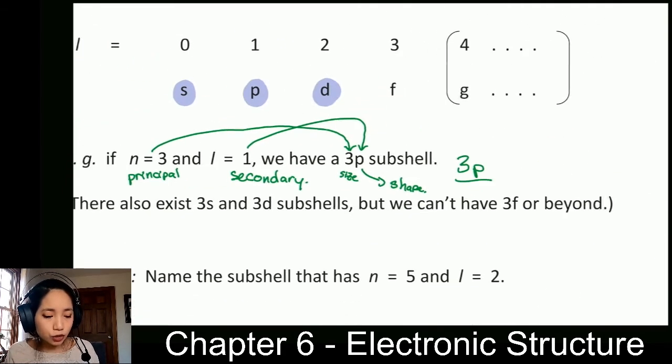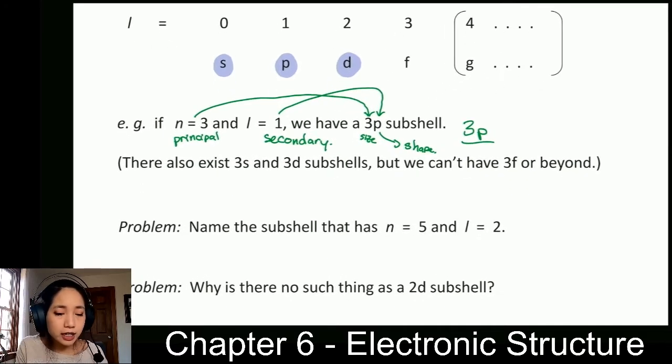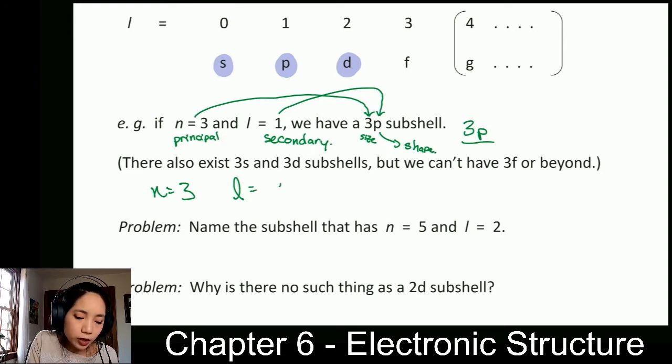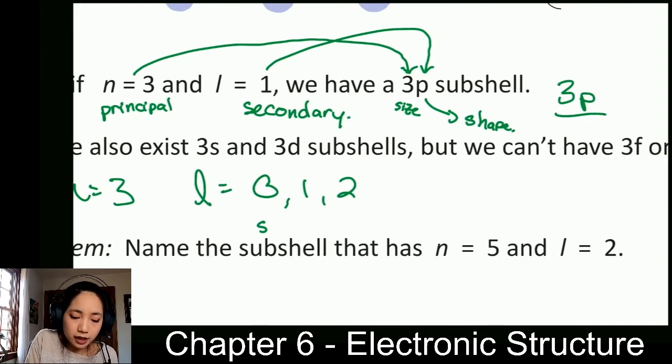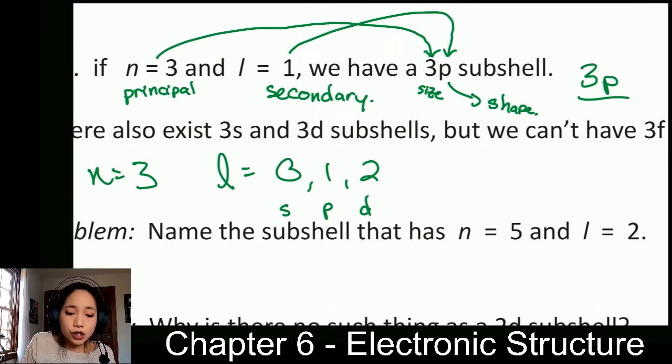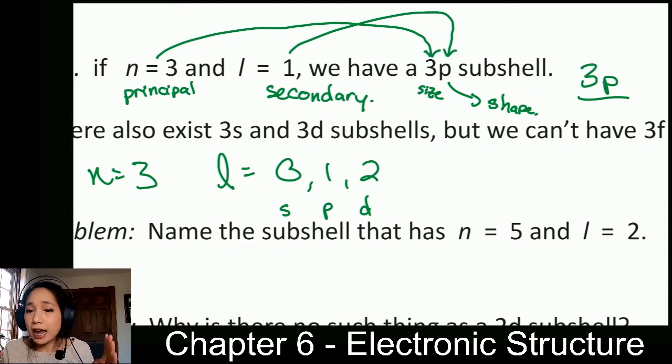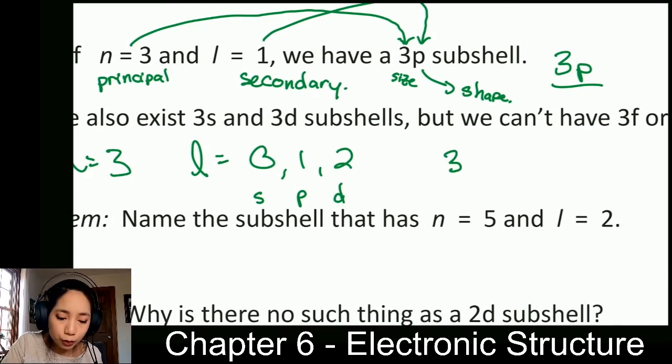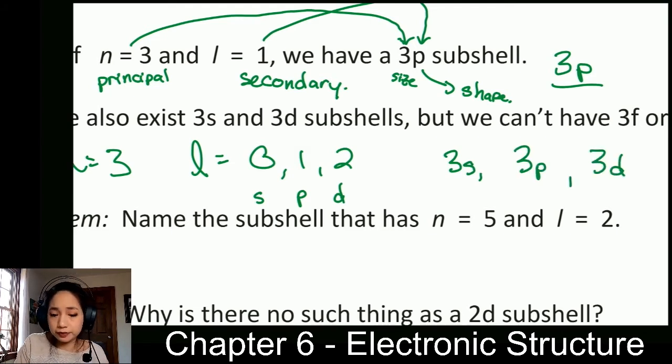All right, and just so you know, if n equals 3, then L can also equal 0, 1, or 2. 0 meaning s, L equals 1 is p, L equals 2 is a d orbital. So that means within our n equals 3 energy level, we can have a 3s, 3p, and 3d subshell.